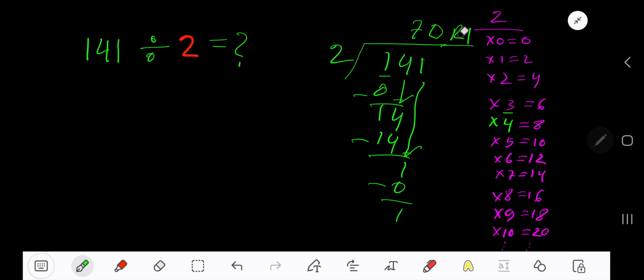But if you want to write your answer in decimal form, then put a decimal here and add a number of zeros. Bring down the first zero. Before the zero there is a decimal. The decimal must come into the quotient directly.